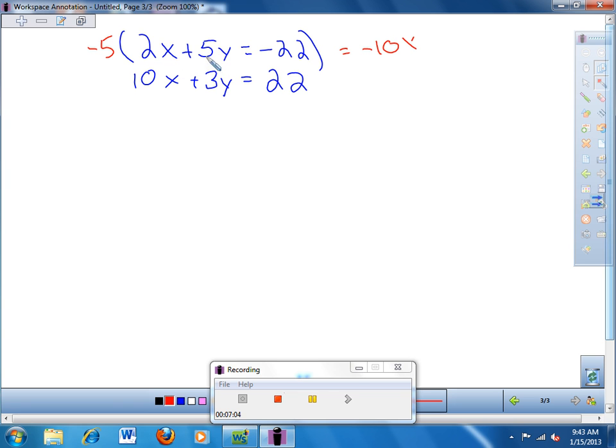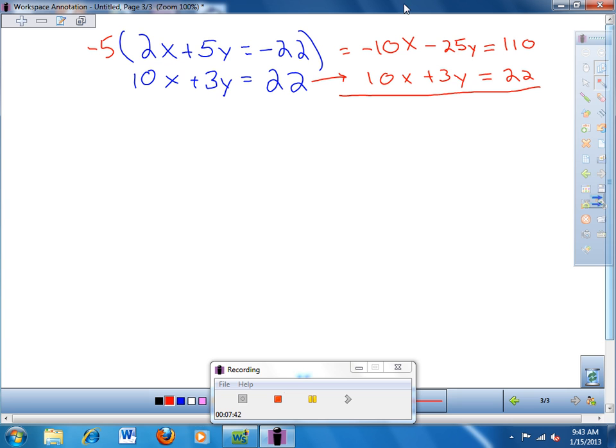I have to multiply everything by negative 5. So what's negative 5 times positive 5? Negative 25y. And then this number is going to be a little bit messy. But a negative 5 times negative 22, anyone know what that is? 110. Positive, right? Because you're multiplying a negative times a negative. And then you rewrite this equation straight below it: 10x plus 3y equals 22. And then you add those two equations.